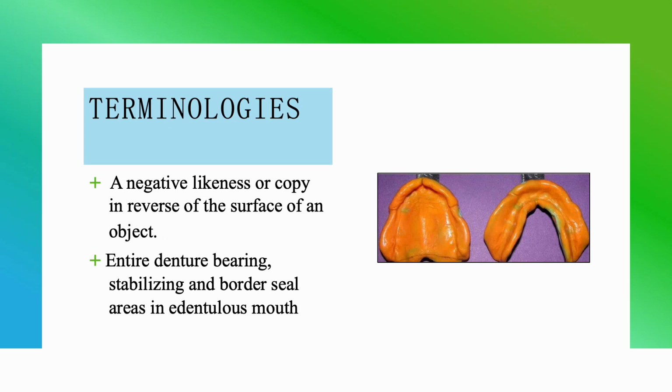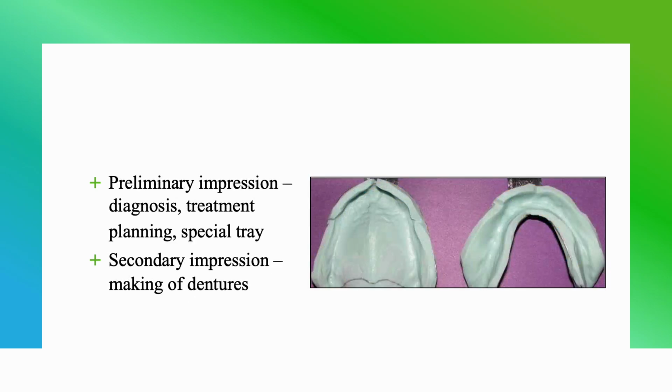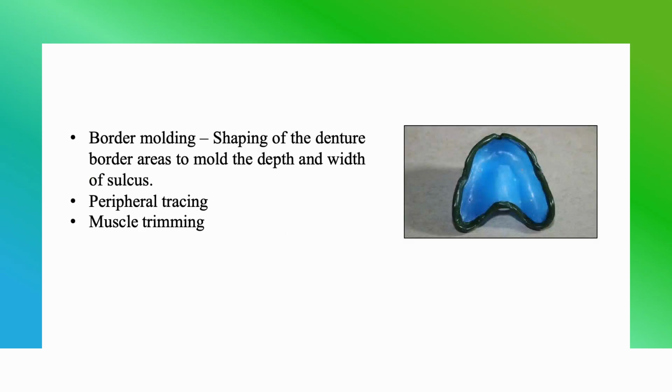Impression is nothing but a negative likeness or copy in reverse of the surface of an object. In complete denture impression, it includes the recording of entire denture bearing, stabilizing and border seal areas in edentulous mouth. Preliminary impressions are used for diagnosis, treatment planning and for construction of special tray. Secondary impressions are used for making of final prosthesis.